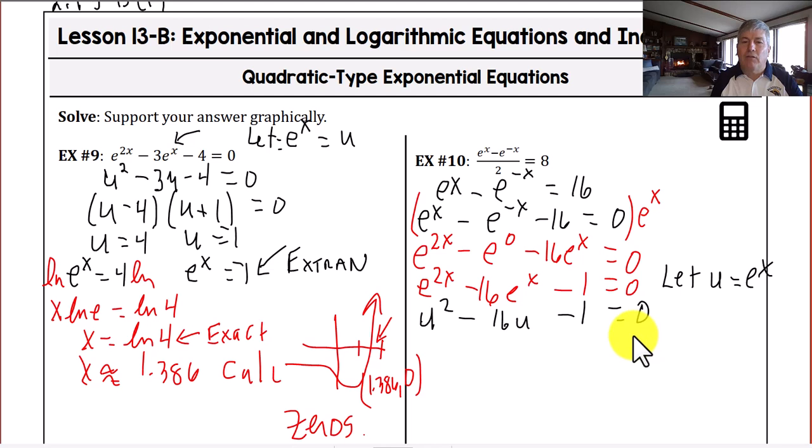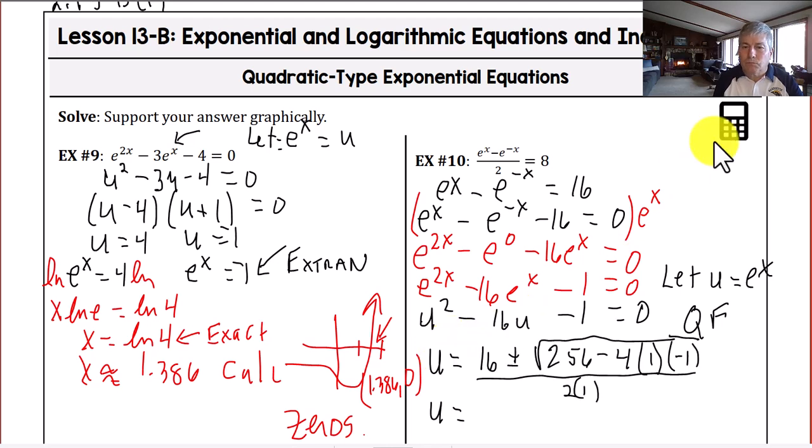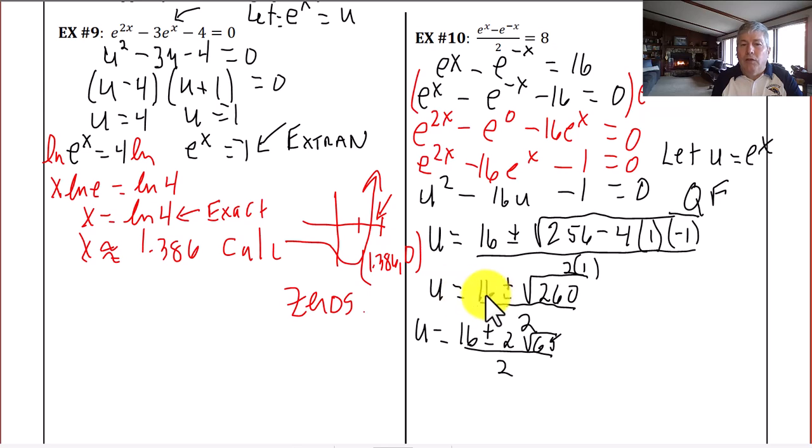Now we want to try and factor that, but we can't, so we're going to have to use the quadratic formula, and we'll put our values into it. So putting in everything, I get the opposite of b, plus or minus the square root of b squared, or 16 squared, minus 4 times a, which is 1, times c, which is negative 1. Watch your signs here. This is where high school students make a lot of mistakes, simplifying under the radical. And once we do that, then we get u equals 16 plus or minus the square root of 260 over 2.